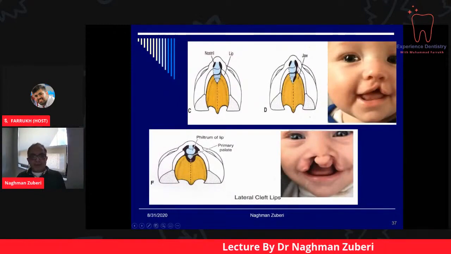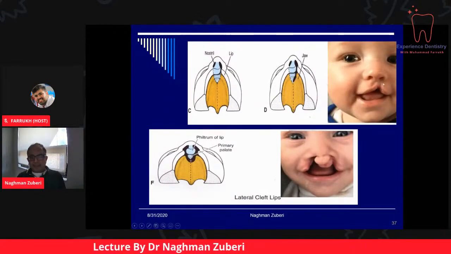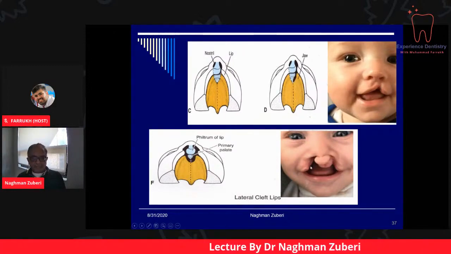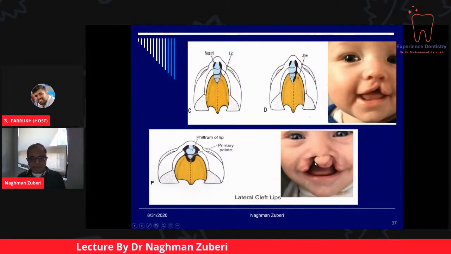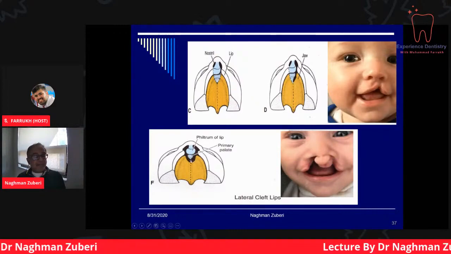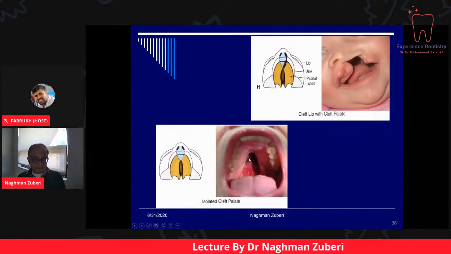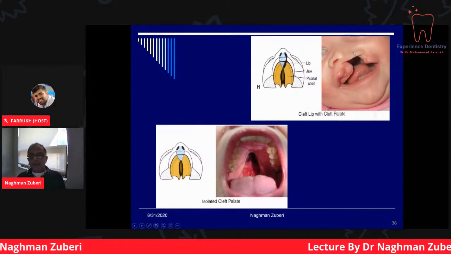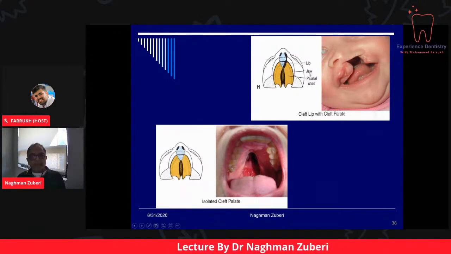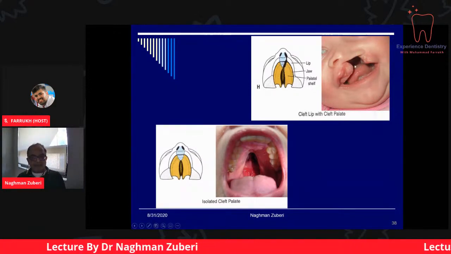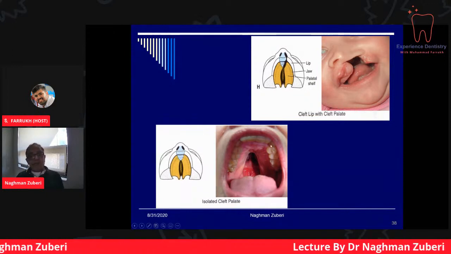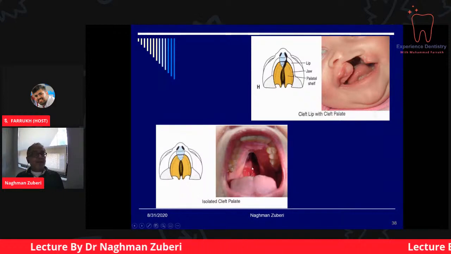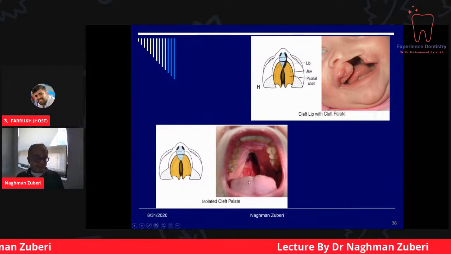Here you can see a picture of a child with unilateral hair lip and clefting in the primary palate. Here is a picture of a child with bilateral clefting of the lip as well as clefting of the primary palate. In this case, you can see a through and through unilateral clefting, including the hair lip as well as the primary palate and the secondary palate. At times there is no clefting of the lip, the primary palate is intact, but there is clefting of the hard palate only, or secondary palate only.